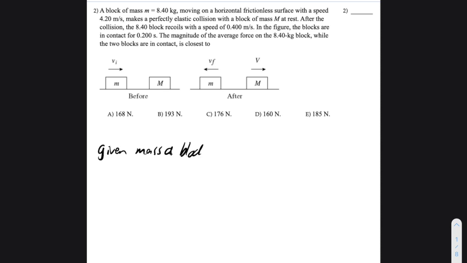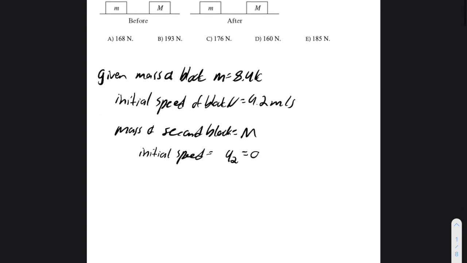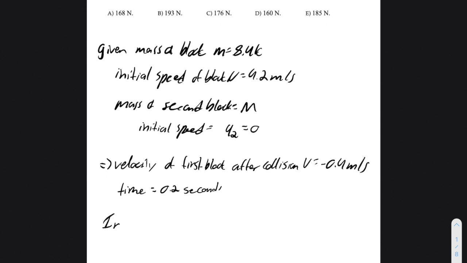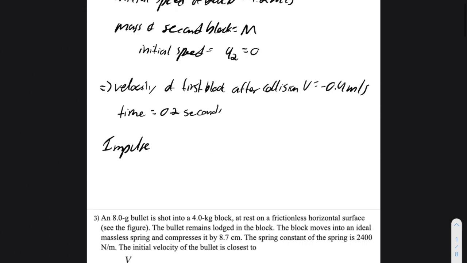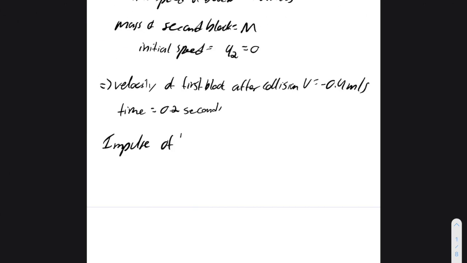First of all, we're given that the mass of block m is equal to 8.4 kilograms, and its initial speed is u equal to 4.2 meters per second. And we have the mass of the second block that is equal to capital M, and its initial speed is 0 since it is at rest. We are given the recoil speed, which is considered the velocity of the first block after collision. That is equal to negative 0.4 meters per second. And we are given the time of the contact, which is t, equal to 0.2 seconds.